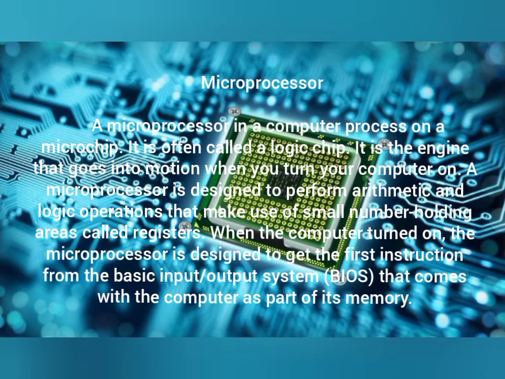Microprocessor. A microprocessor in a computer is a processor on a microchip. It is often called a logic chip. It is the engine that goes into motion when you turn your computer on. A microprocessor is designed to perform arithmetic and logic operations that make use of small number holding areas called registers. When the computer is turned on, the microprocessor is designed to get the first instruction from the basic input-output system, BIOS, that comes with the computer as part of its memory.